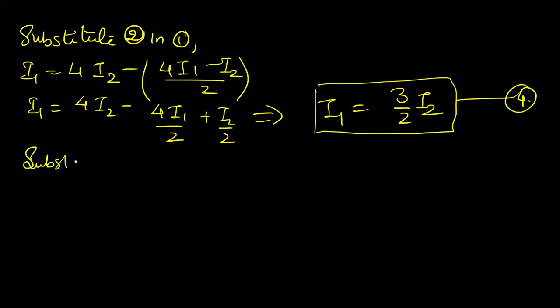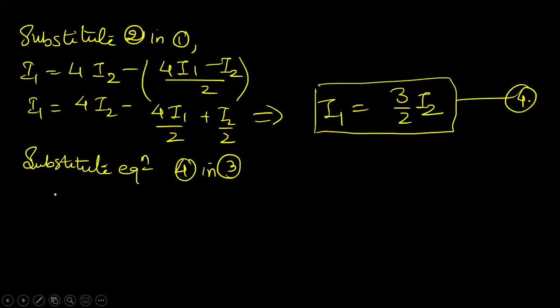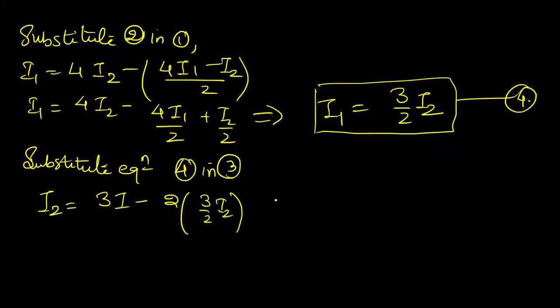Similarly, what do you do? Substitute equation 4 in 3. Put this equation 4 in the previous equation 3 over here. So here I can find the value of I1. I will substitute the value of I1. So in equation 3 you have I2 equal to 3I minus 2 times the I1 value, that is 3 by 2 I2, minus 1.